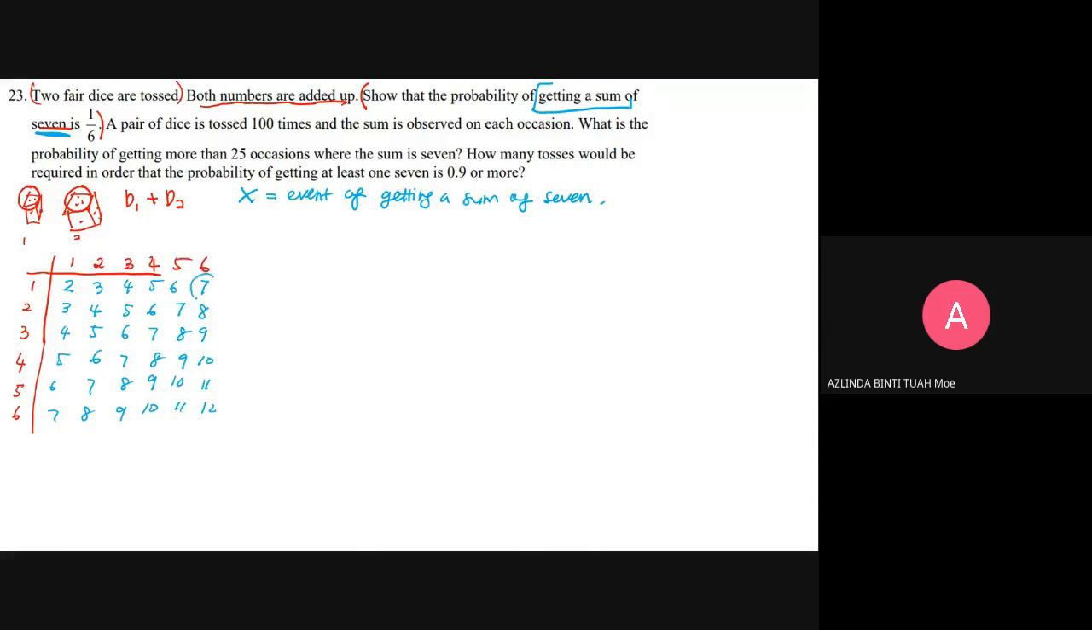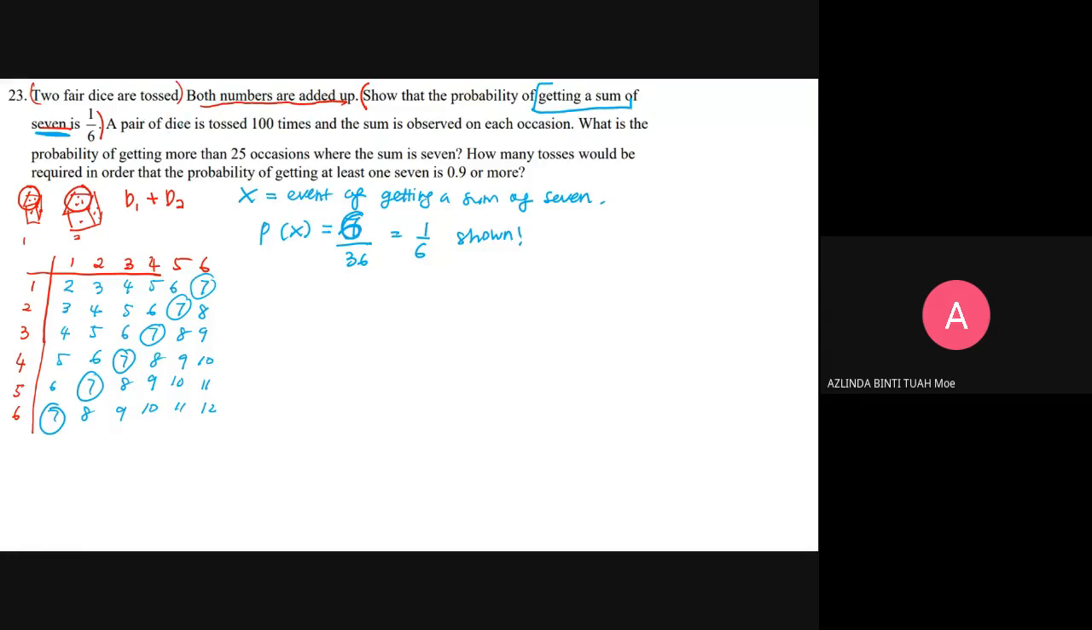Okay, jadi daripada ke 36 outcome ni, kita tengok yang mana sum dia 7. 1, 2, 3, 4, 5, 6. There are 6 outcomes that show us the total of both dice is 7. Berapa tadi? 1, 2, 3, 4, 5, 6. Ada 6. Ada 6 outcome yang dapat total dia 7, out of the 36 outcomes. Simplify 1/6. Shown. First question done.